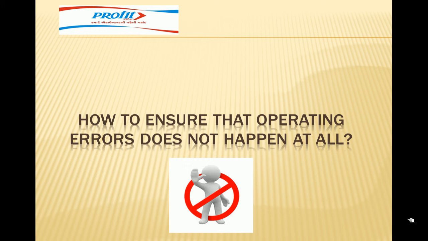Now let us understand the error-proofing concept which is there in Profit Annex. Error-proofing means to ensure that operating errors do not happen at all. Let me explain the concept first with some examples.